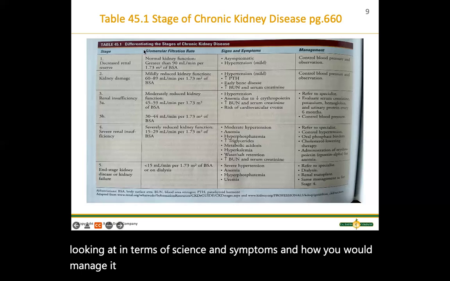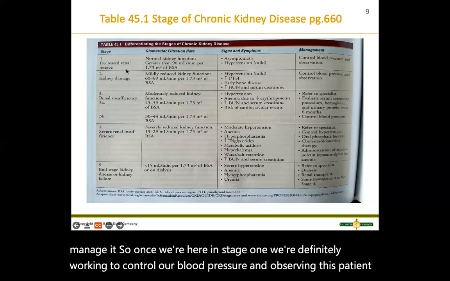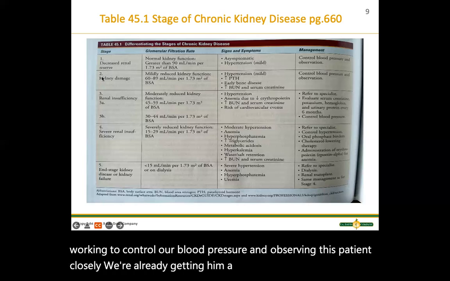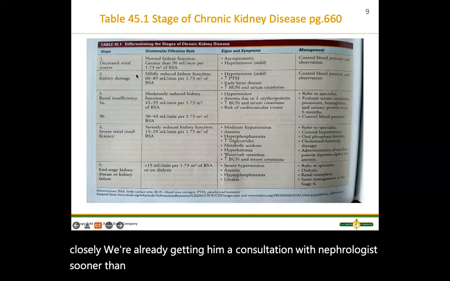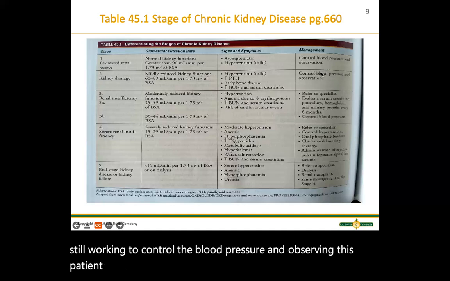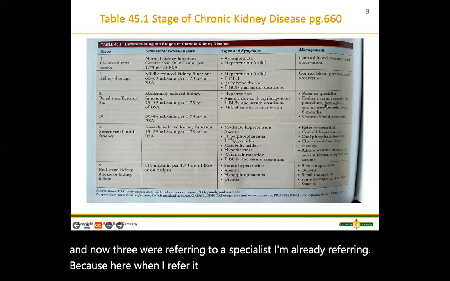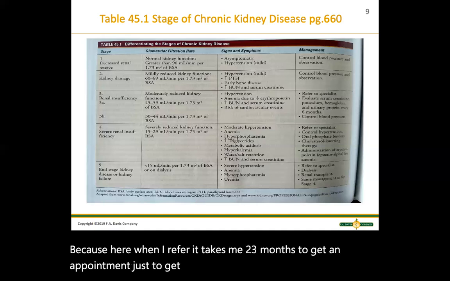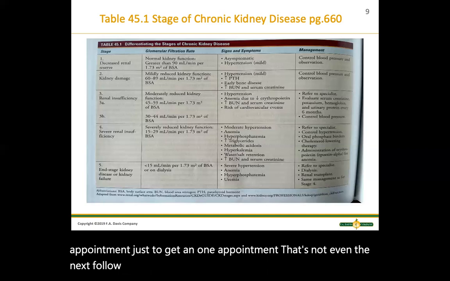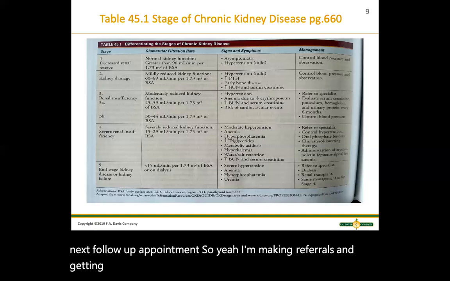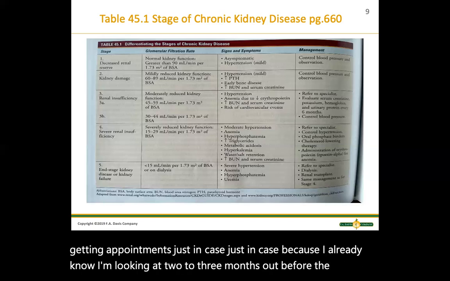Once we're here in stage 1, we're definitely working to control our blood pressure and observing this patient closely. We're already getting him a consultation with a nephrologist sooner than later. Again, we're already with kidney disease, so we're still working to control the blood pressure and observing this patient. Already he has an appointment and he's seeing a nephrologist. And now at stage 3, we're referring to a specialist. I'm already referring, because when I refer, it takes me 2-3 months to get an appointment, just to get one appointment. That's not even the next follow-up appointment. So I'm making referrals and getting appointments just in case, because I already know I'm looking at 2 to 3 months out before the patient even gets to see anybody.